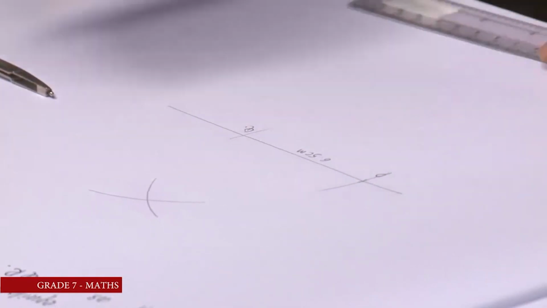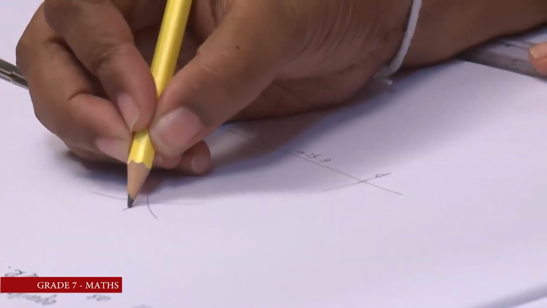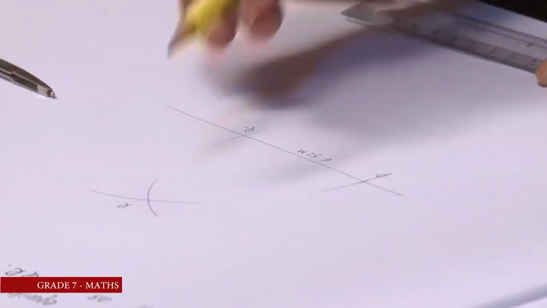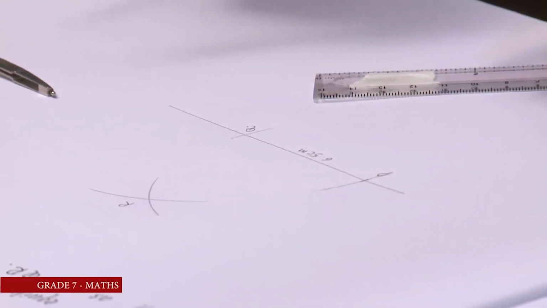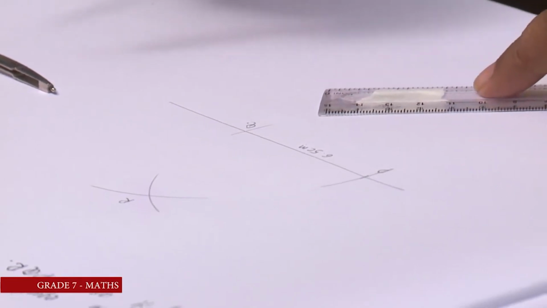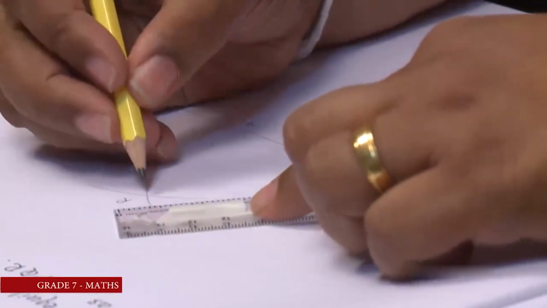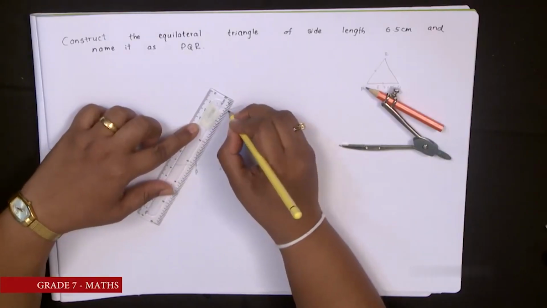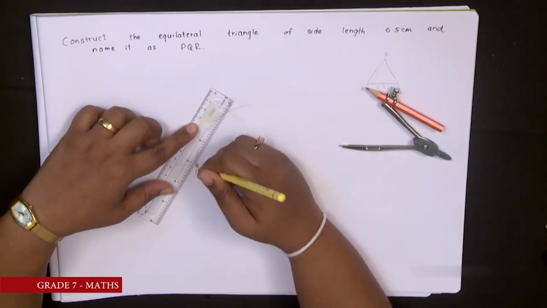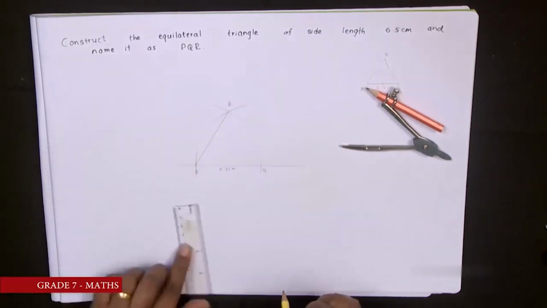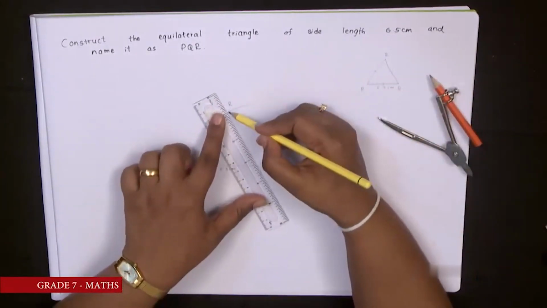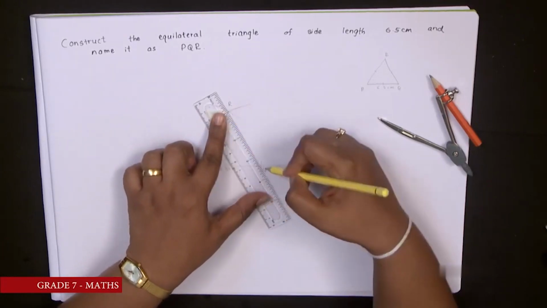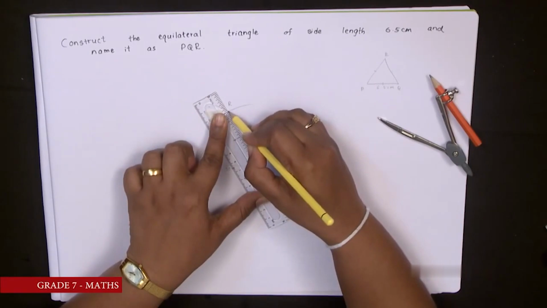Now, I have constructed another point, that is R. Now, I have got all three vertices of the equilateral triangle. The only thing I have to do is join these three vertices. So, I will join the points. First of all, I will join point P and point R. Now, I have got the straight line segment PR. Then, I will join point P and point Q. And I got the straight line segment PQ.